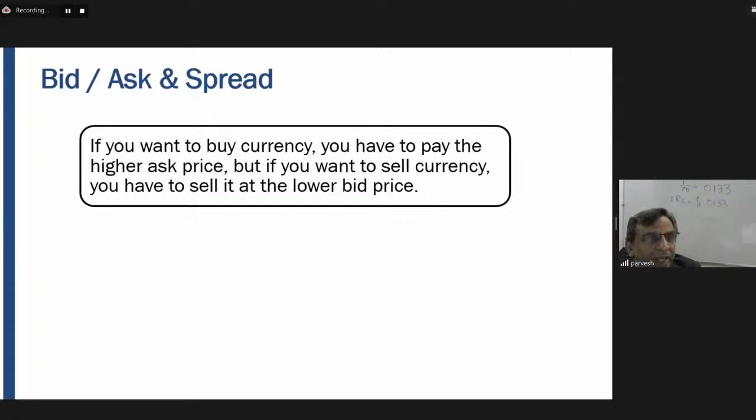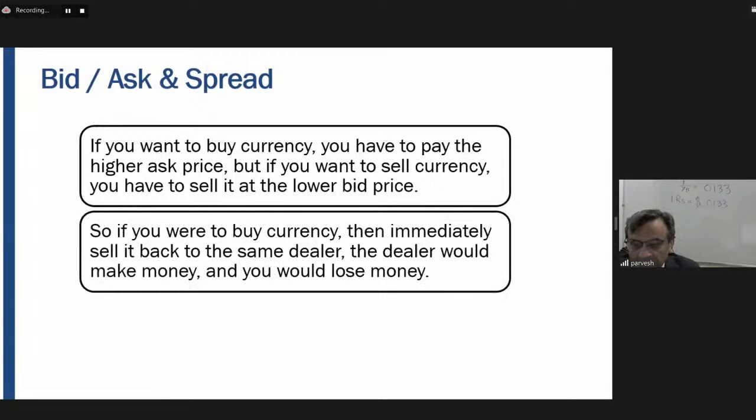So if you want to buy currency, you have to pay the higher ask price. But if you want to sell the currency, you have to sell it at a lower bid price. Okay. Fine. So the bid will always be lower and the ask will always be higher, because you have to pay more money for buying your currency. Okay. So if you were to buy the currency and immediately sell it back to the same dealer, the dealer would make money and you would lose money.